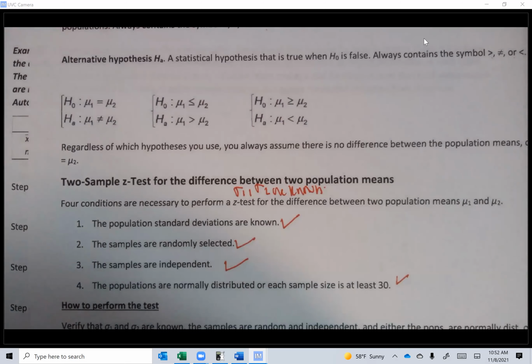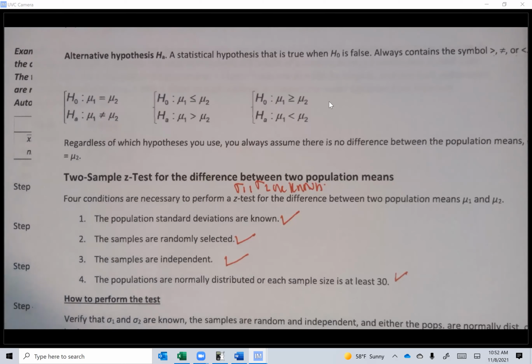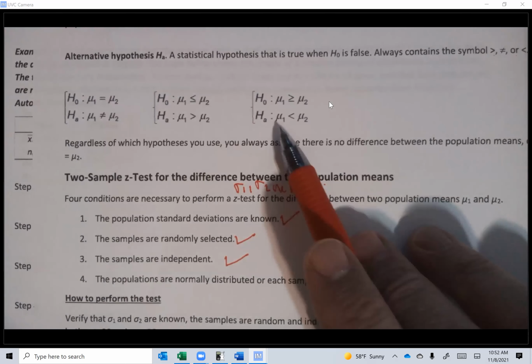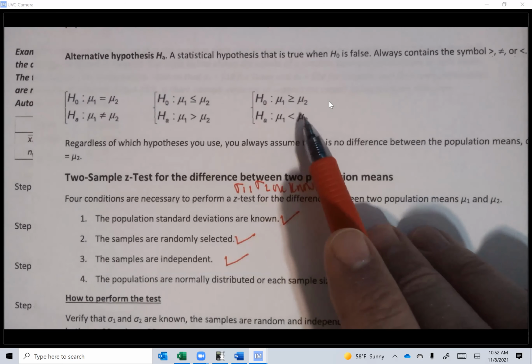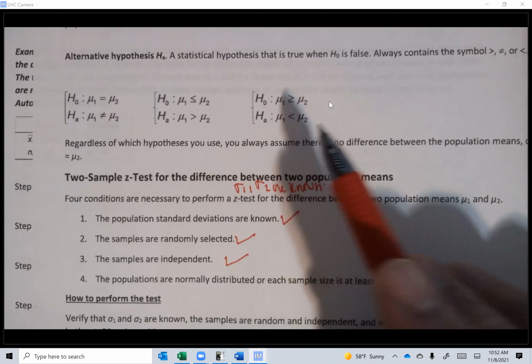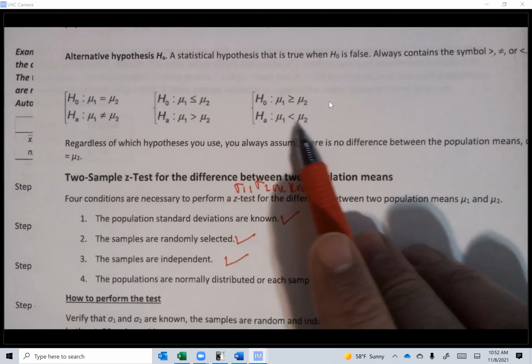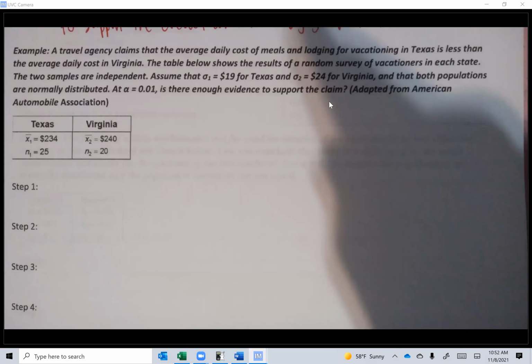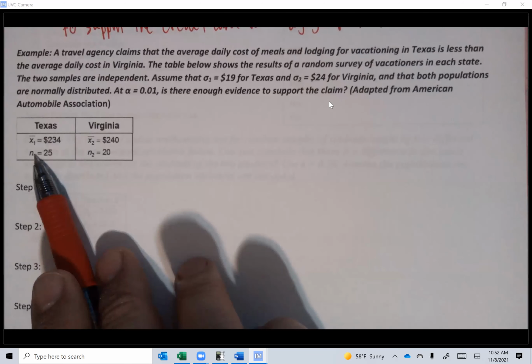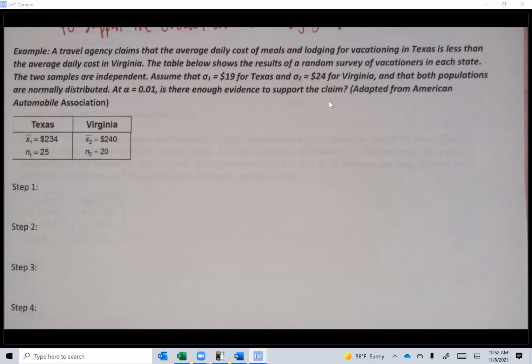Someone says it. Let me see. Third. I agree. It is indeed the third. And if you're not convinced why, because that says mu1 less than mu2. And that's Texas and that's Virginia. We call number 1. Look, he called Texas number 1 and Virginia number 2. I just follow that.